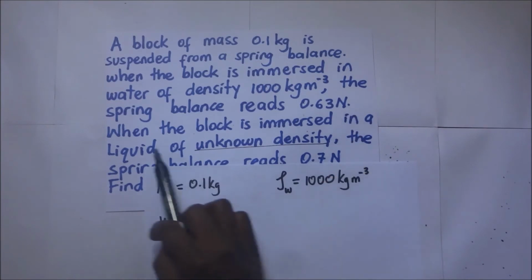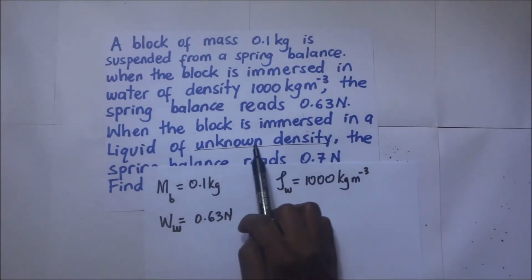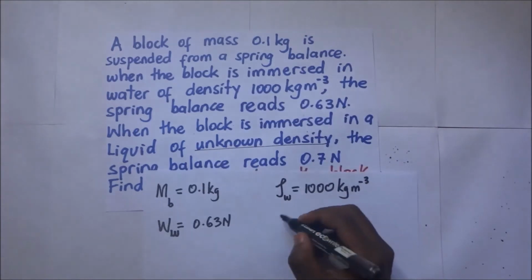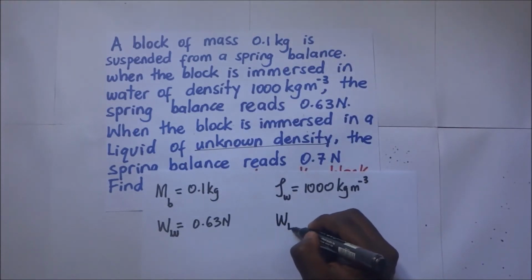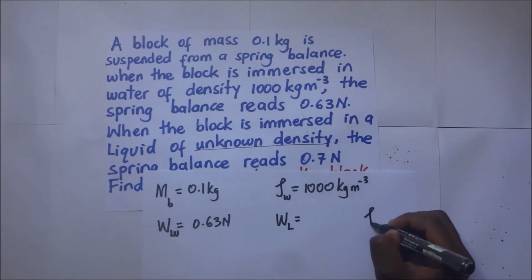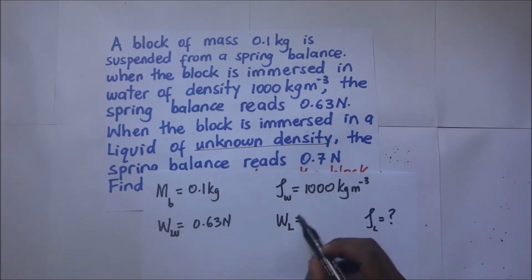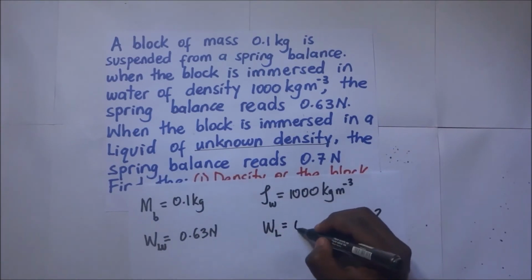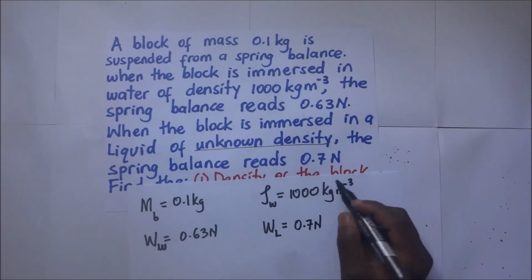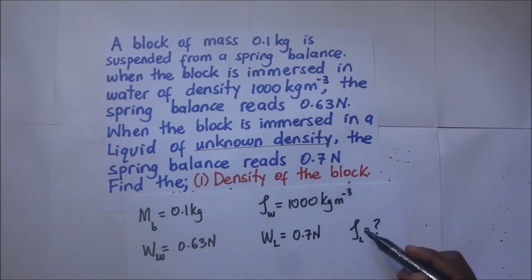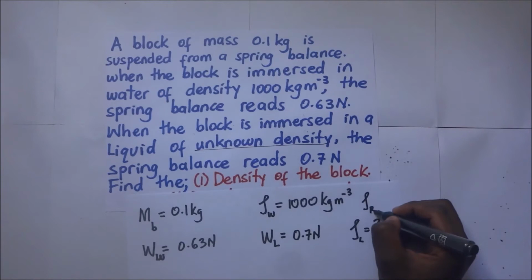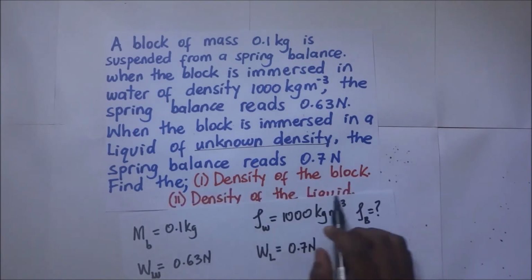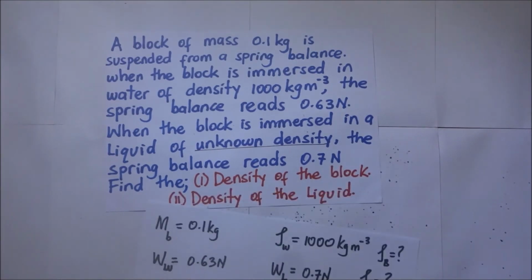We continue and say, when the block is immersed in a liquid of unknown density, so the density of the liquid is not known, the spring balance reads 0.7 newtons. Find the density of the block. So we need the density of the block, which is also unknown, and then the density of the liquid, which we also do not know.